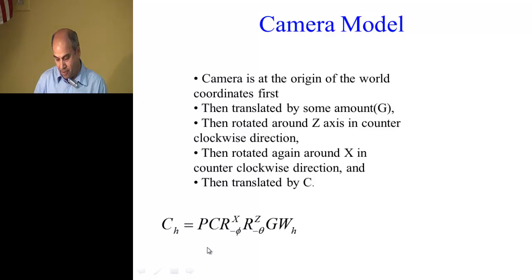Then we can take exactly any point in 3D. We know its X, Y, Z. We can find out what will be the image coordinates in the small x, small y, if you know the focal length. So it's very nice. It's pretty simple, but that's an important model we need to know.